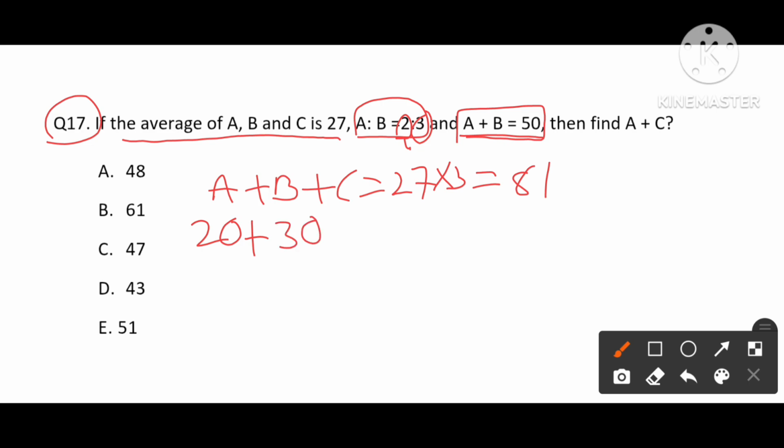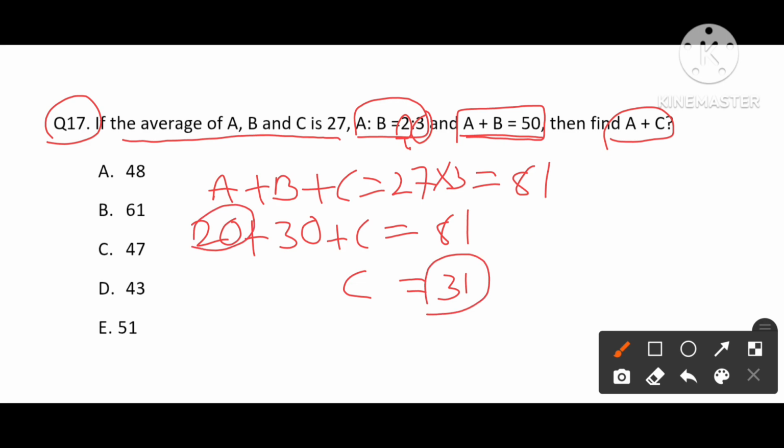So A plus B we got 20 plus 30, and the sum A plus B plus C equals 81. From this we can find the value of C, which is 81 minus 50, which will be 31. Now the question asked is to find the value of A plus C. A value is 20 and C value is 31. Sum of these two will be 51. Option E is our answer.